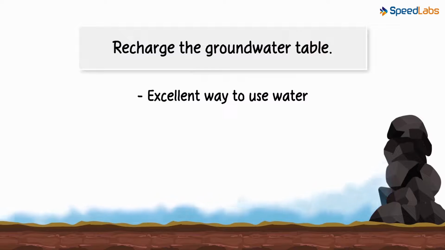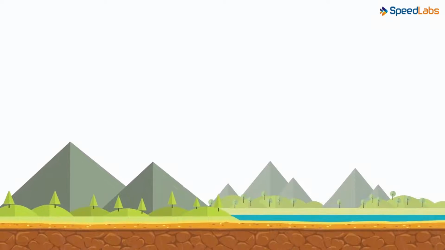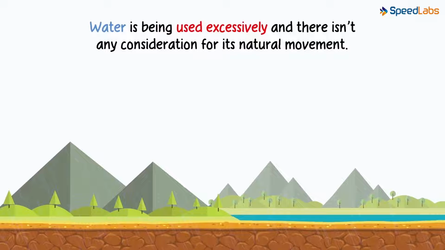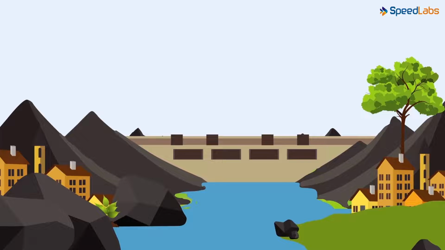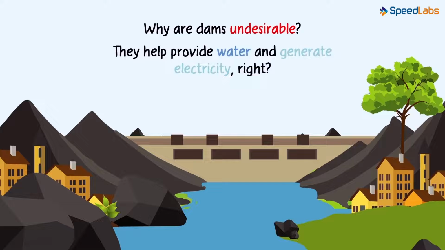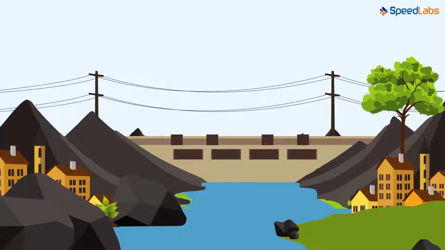At certain places, water is allowed to seep into the soil to recharge the groundwater table. This is an excellent way to use water for one's needs and at the same time allow the water to be naturally preserved. However, in today's world, water is being used excessively and there isn't any consideration for its natural movement. This causes water scarcity. Another major problem is the construction of dams for economic purposes. Why are dams undesirable? They help provide water and generate electricity, right? But as you know, every action has its pros and cons. The building of a dam leads to many problems as well.